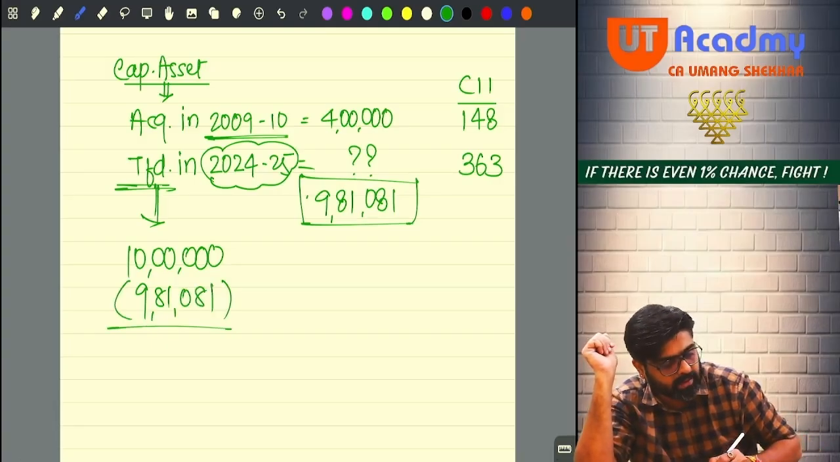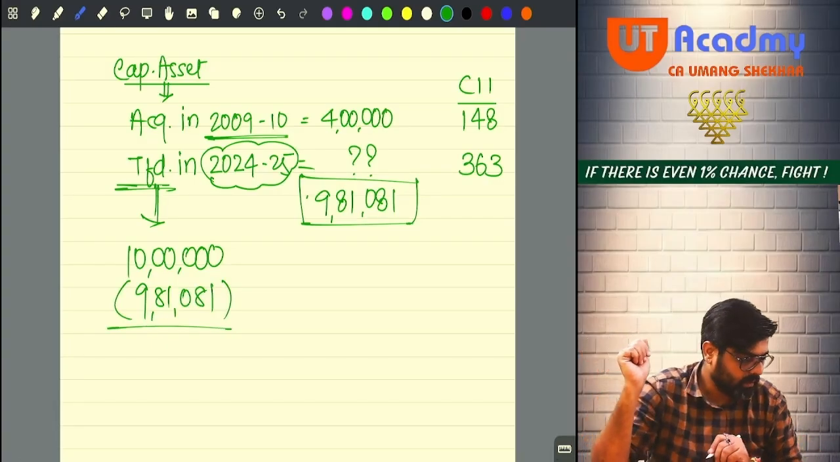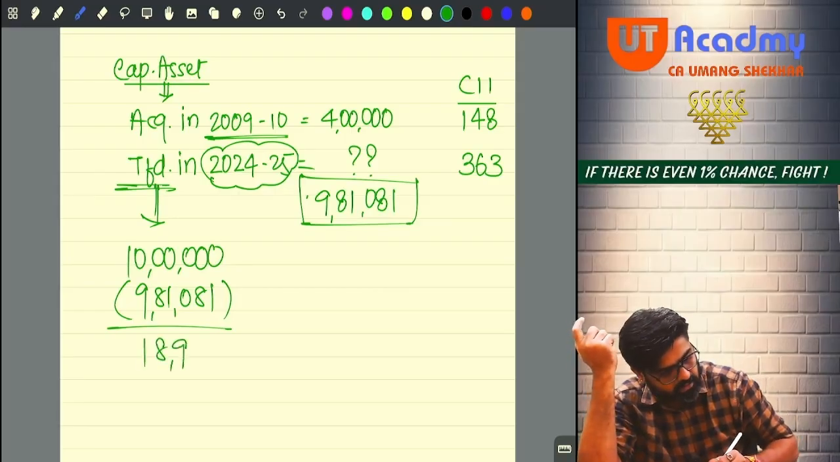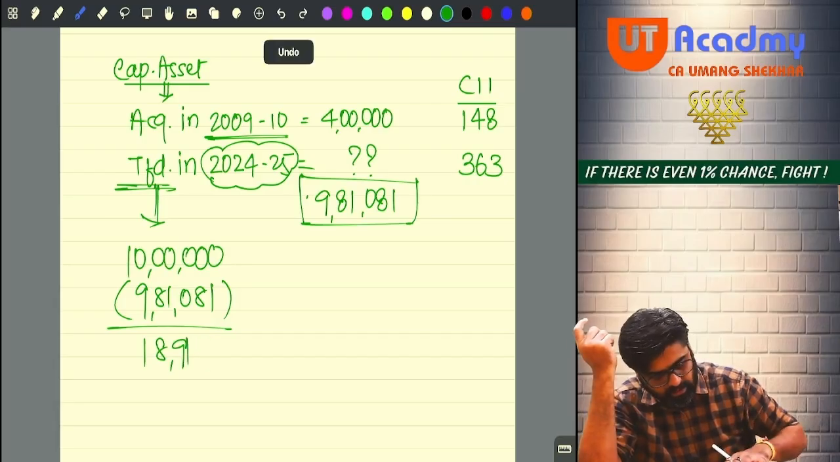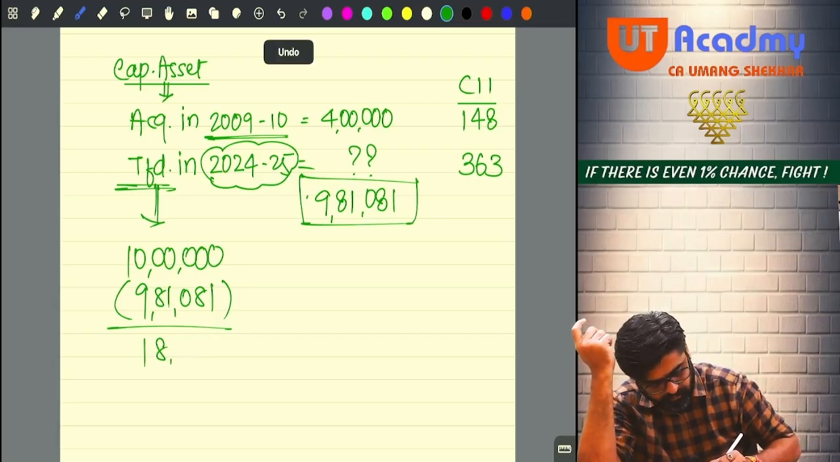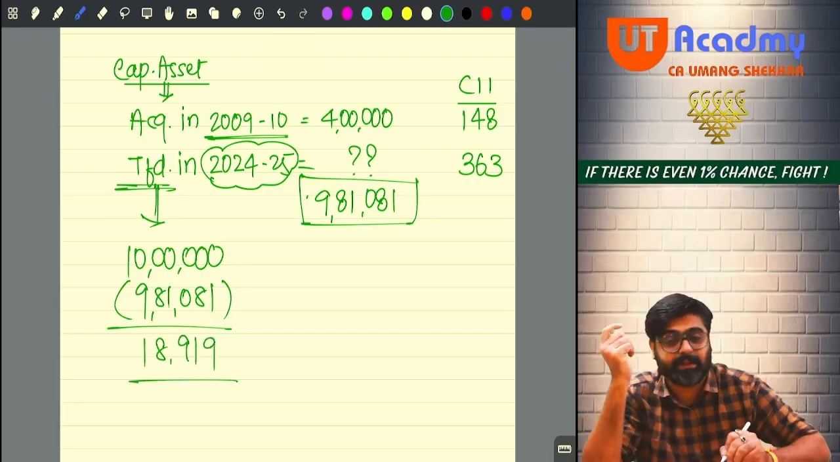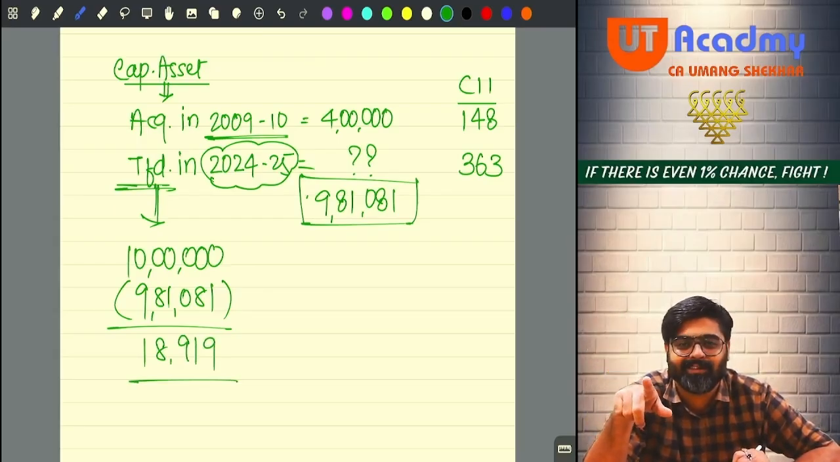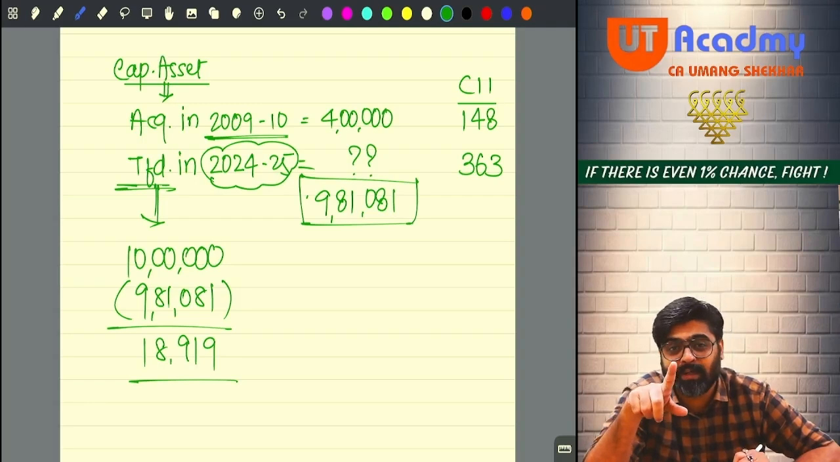It will be 18,919. Just imagine your capital gain is only 18,919. If no indexation was given, it would have been 6 lakhs. And now they have done that only.